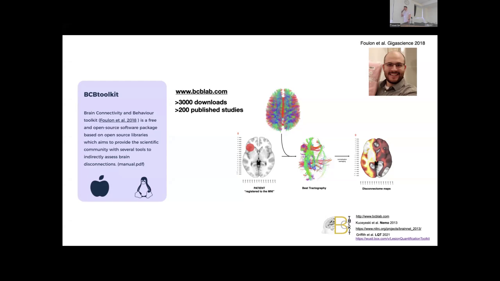But this is also really expensive. You'll never get big numbers, because patients don't want to stay that long in the MRI scan. So with Chris Foulon, who was here today, we developed an indirect method to assess the disconnections that were induced by brain lesions. It's rather simple.